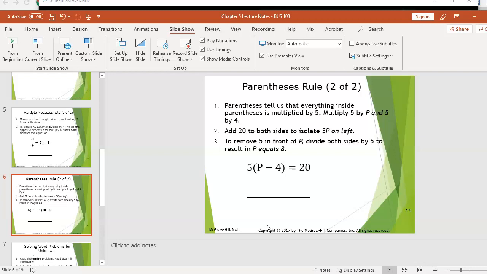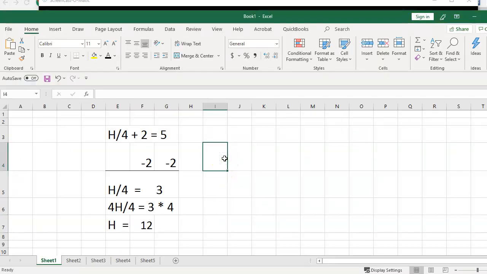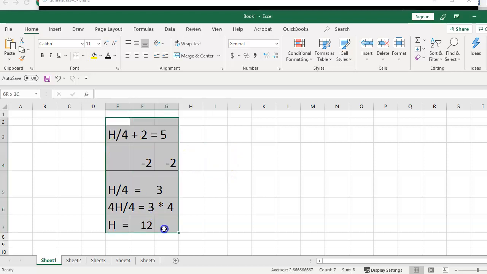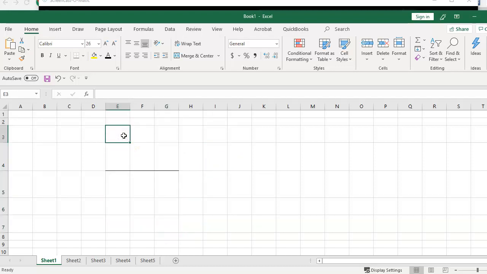Again, 5 times p minus 4 equals 20. So I'm going to put that on the other side. We got 5. Delete that. 5, parentheses, p minus 4, parentheses, equals 20. Okay? So once again, your goal is always to isolate the variable, meaning I want to get the p by itself. This 5 on the outside means that we're multiplying 5 times p minus 4 to get to 20.